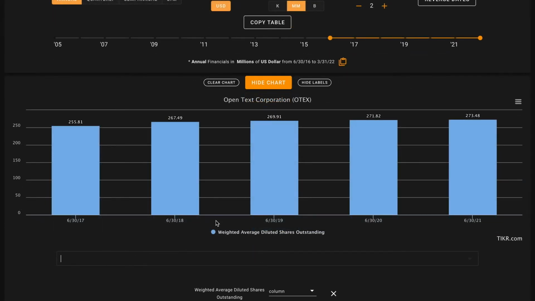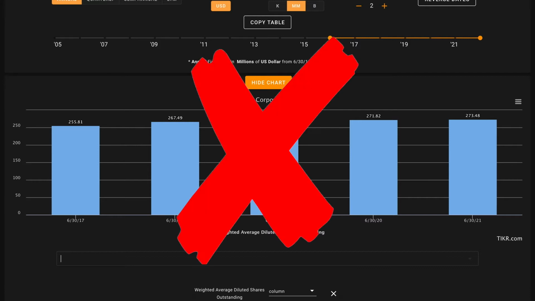Pillar number 5, we're looking for decreasing shares outstanding. So in 2017, OpenText had about 256 million shares outstanding, and that grew to nearly 274 million shares outstanding in 2021. So pillar number 5 is going to be an X.